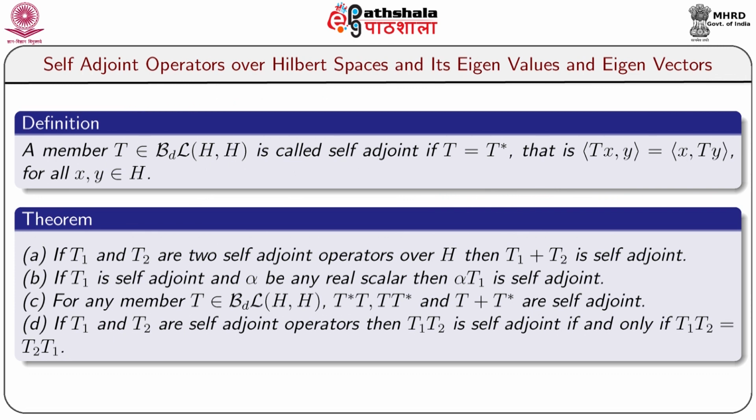Let us take a theorem. Number 1, if T1 and T2 are two self-adjoint operators over H, then T1 plus T2 is self-adjoint. Number 2, if T1 is self-adjoint and alpha is any real scalar, then alpha T1 is self-adjoint. Number 3, for any member T belonging to B(H), T star T, T star and T plus T star are also self-adjoint. Number 4, if T1 and T2 are two self-adjoint operators, then T1 T2 is self-adjoint if and only if T1 T2 equals T2 T1.